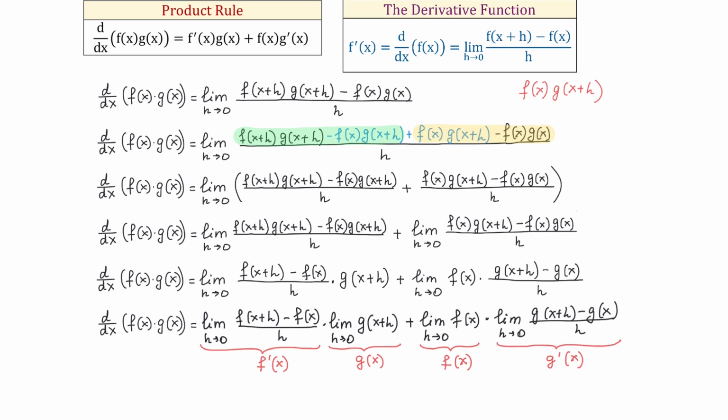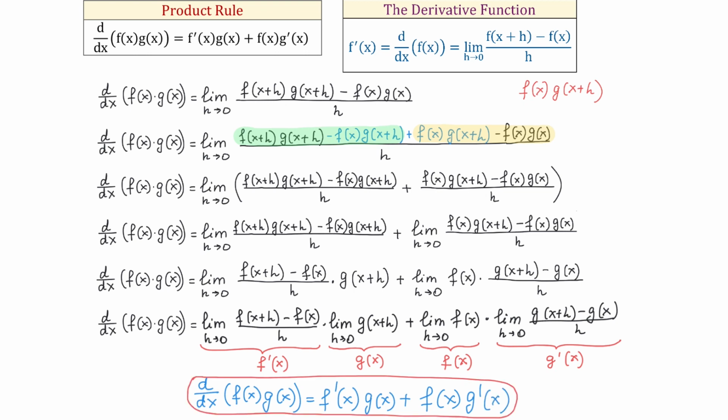So then, now we will write that d/dx of f(x) times g(x) equals f'(x) times g(x) plus f(x) times g'(x). And this is the proof of the product rule.